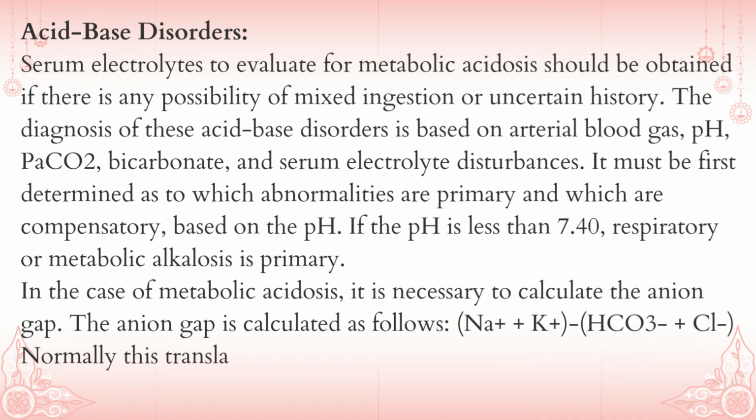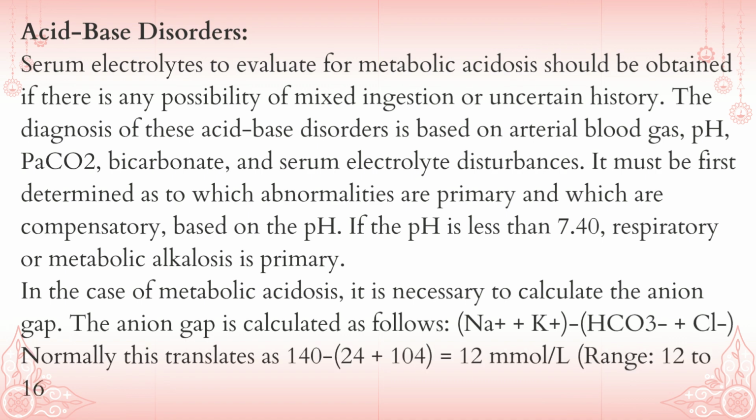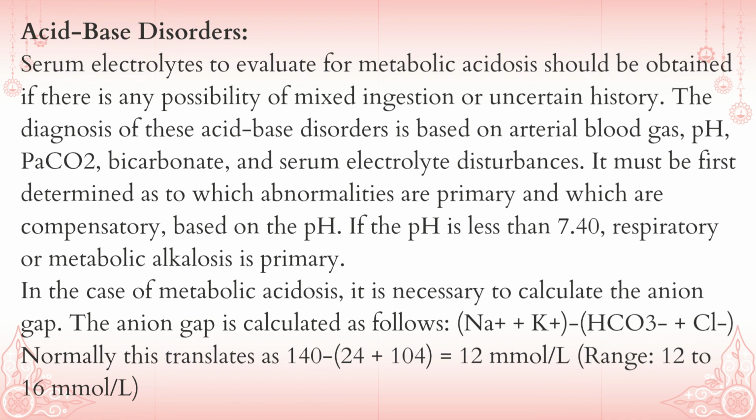If the pH is less than 7.40, respiratory or metabolic alkalosis is primary. In the case of metabolic acidosis, it is necessary to calculate the anion gap. The anion gap is calculated as follows: Na plus K minus HCO3 plus Cl. Normally this translates as 140 minus 24 plus 104, equals 12 mmol/L. Range: 12 to 16 mmol/L.